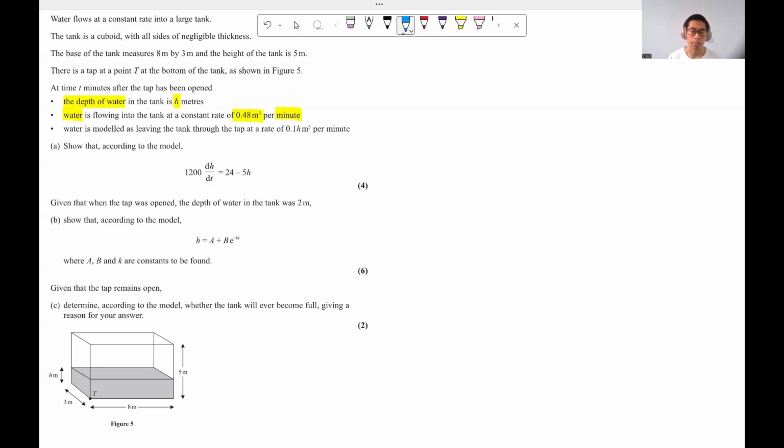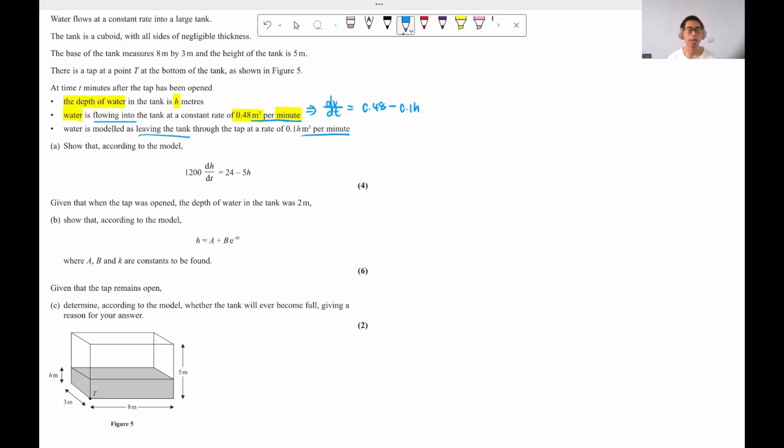So then we can write this as dV over dt. So the rate of change of the volume by time is equal to what's flowing into the tank. So it should be positive 0.48. And the water is modeled as leaving the tank through the tap at a constant rate of 0.1 h meter cube per minute. So they are the same units, meter cube per minute, so we can just use them straight away without changing anything. And because it's leaving the tank, it has to be negative. So that would be minus 0.1 h.